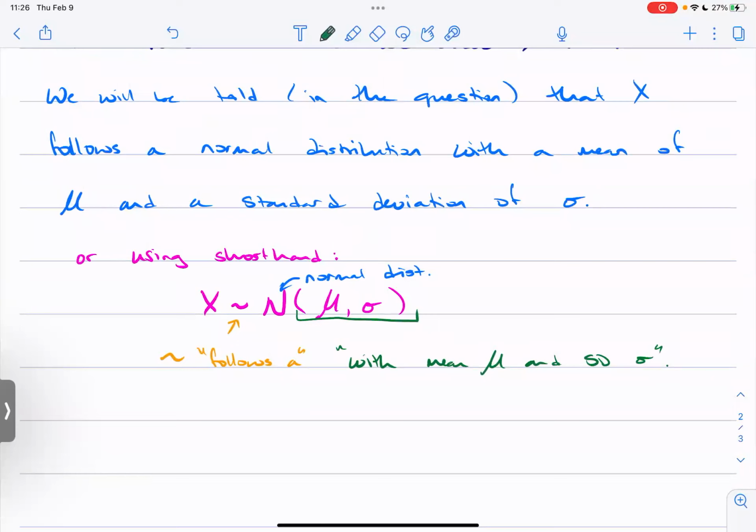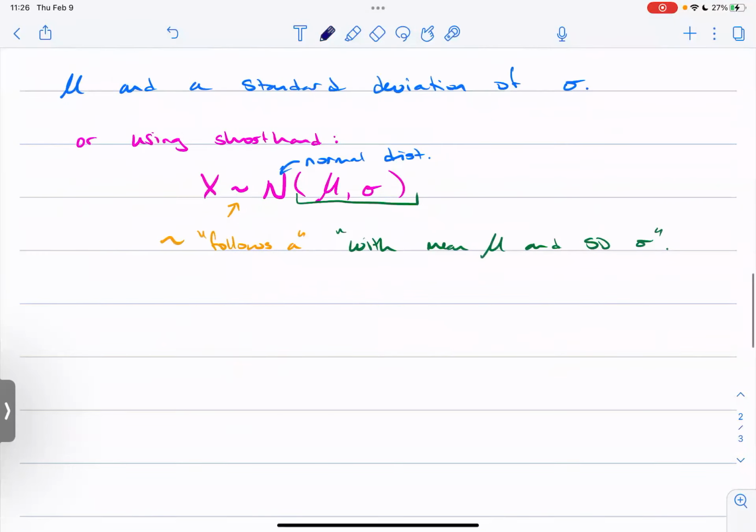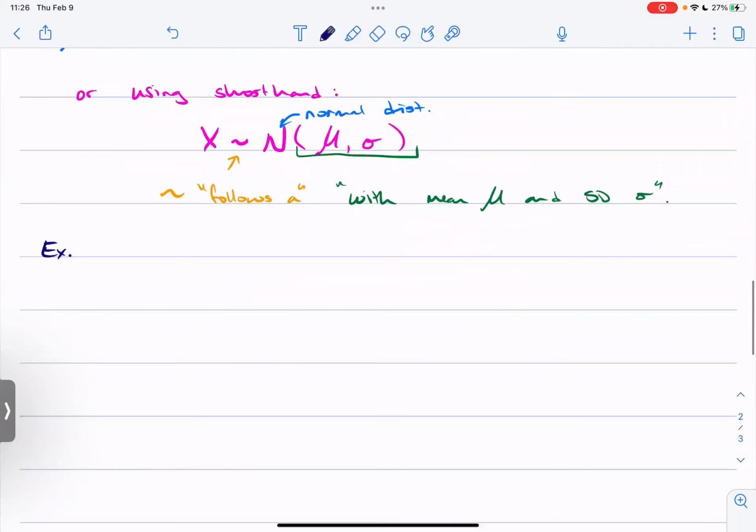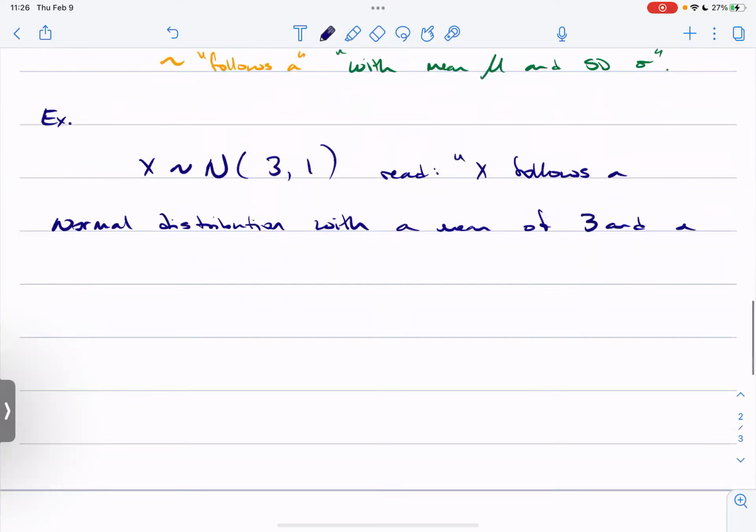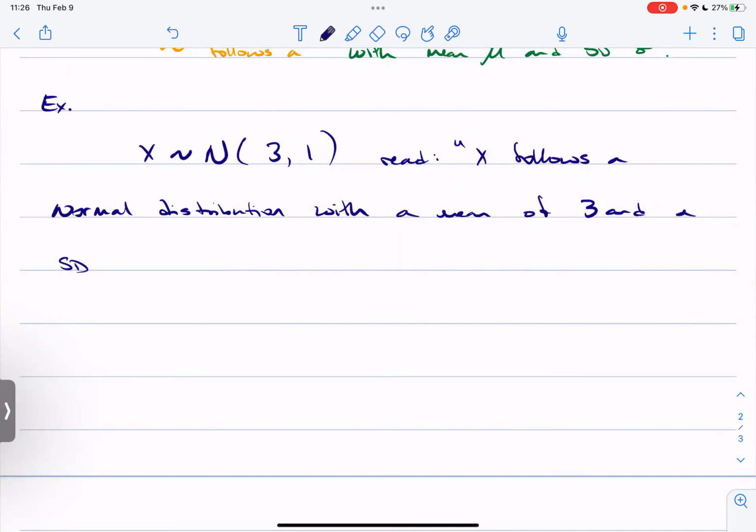So for example, if we say that X follows a normal distribution with a mean of 3 and a standard deviation of 1, you would read this as X follows a normal distribution with a mean of 3 and a standard deviation, which I'll just write SD, of 1.